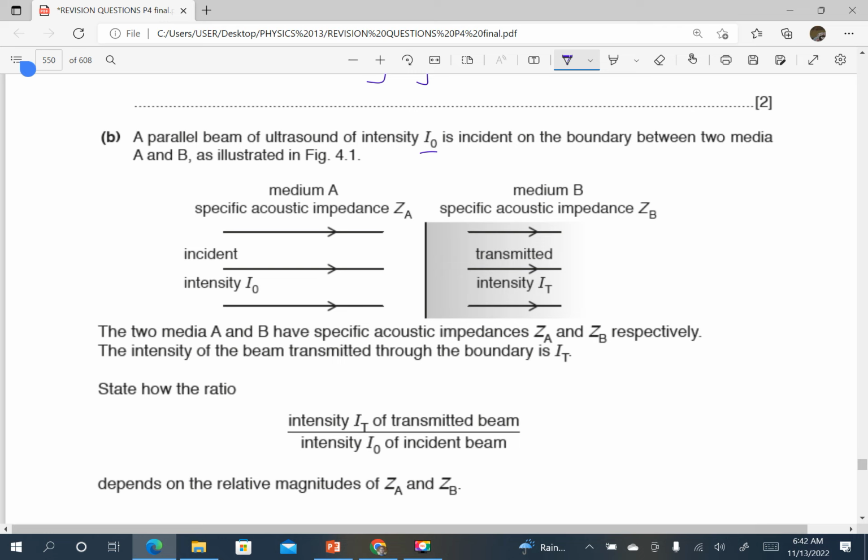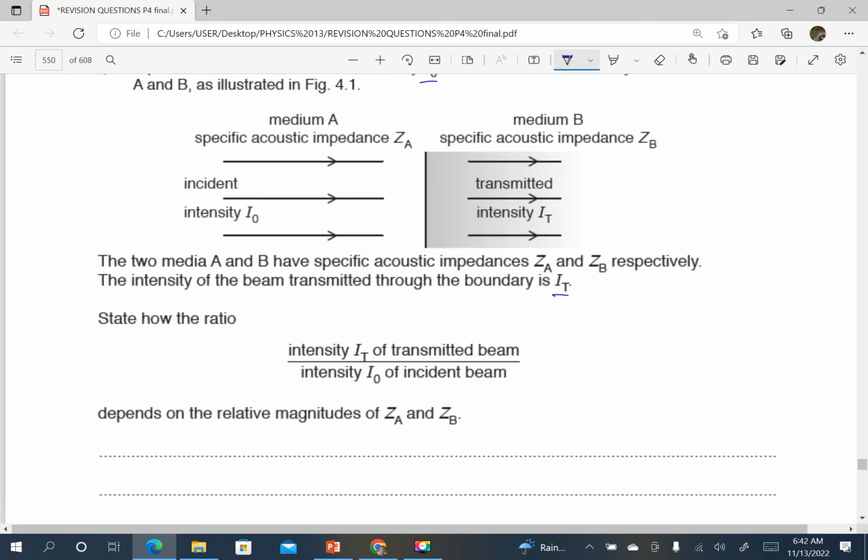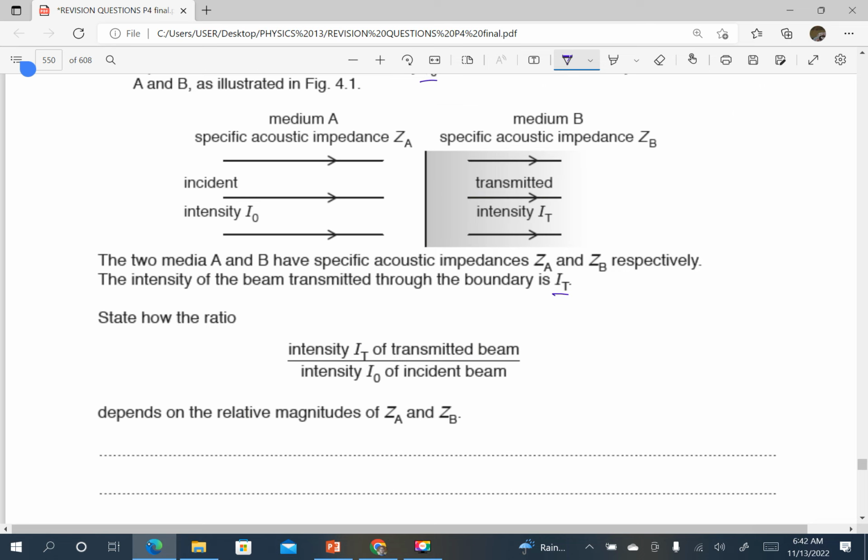The intensity of the beam transmitted through the boundary is IT. Show that IT over I naught, state how the ratio IT over I naught depends on the relative magnitudes of ZA and ZB.